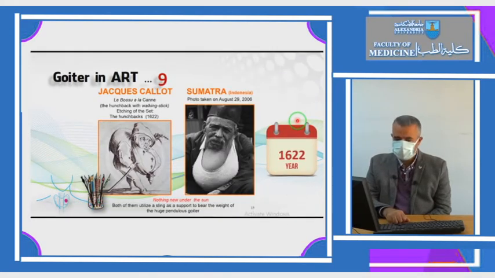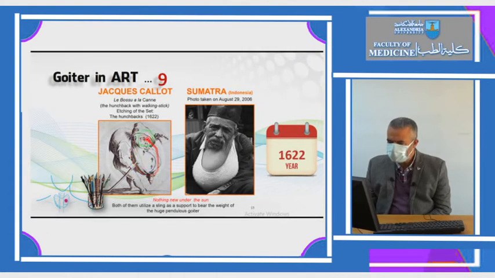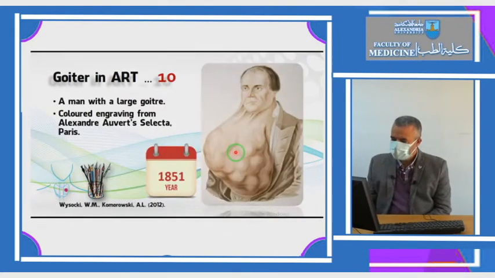Goiters actually can be very large, so you can see this example in 2020, where this patient has this pendulous goiter, and actually such patients would require a sling to help carry these very heavy goiters. And actually this is the most extreme example that you would find either in practice or in history. This was painted in 1951, and as you can see, this is a humongous goiter, which is called a pendulous goiter.